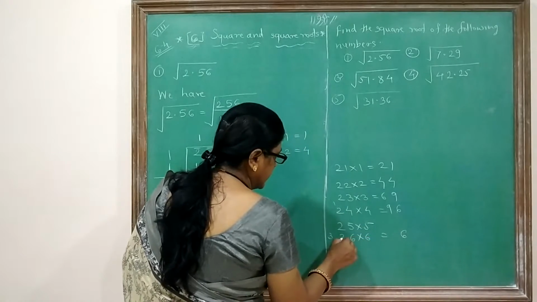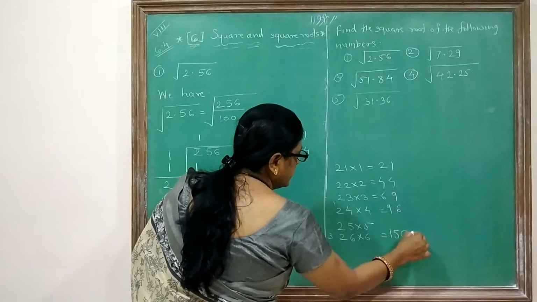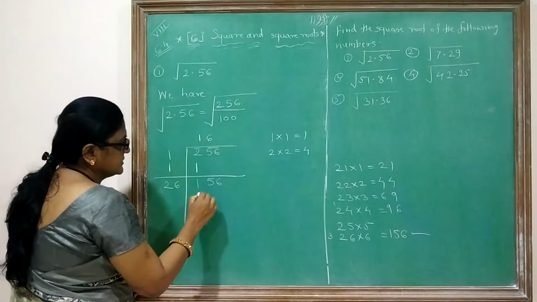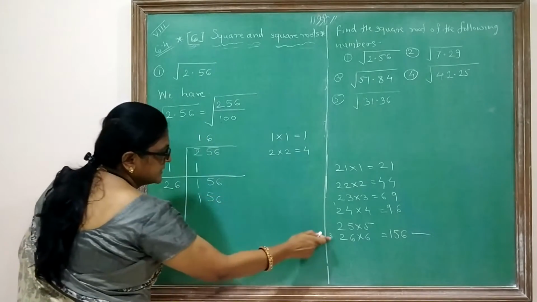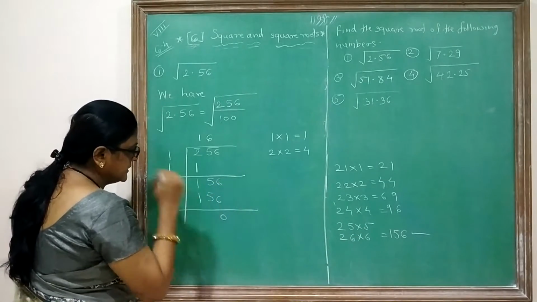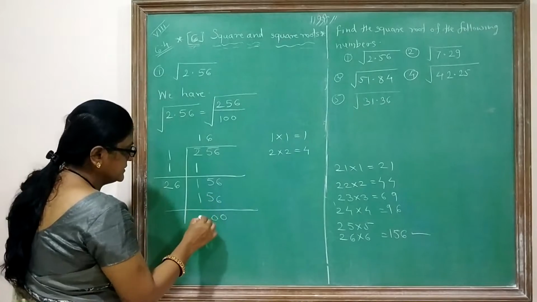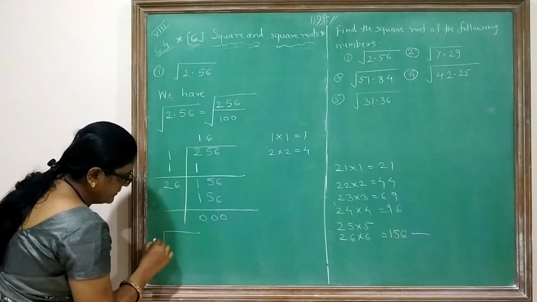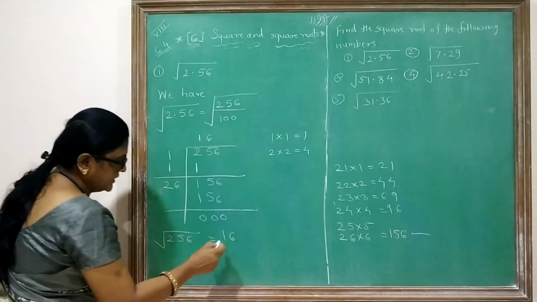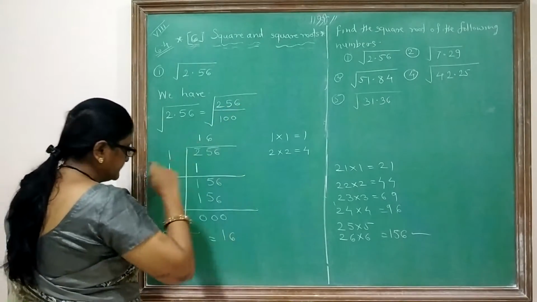Then 3 sixes... 2s are 12, 12 plus 3 is 15. If this number is correct, then 26 into 6, you will get 156. See here. Then subtract, that is 0, 0, 0. Which means your under root of 256 is what? 16.